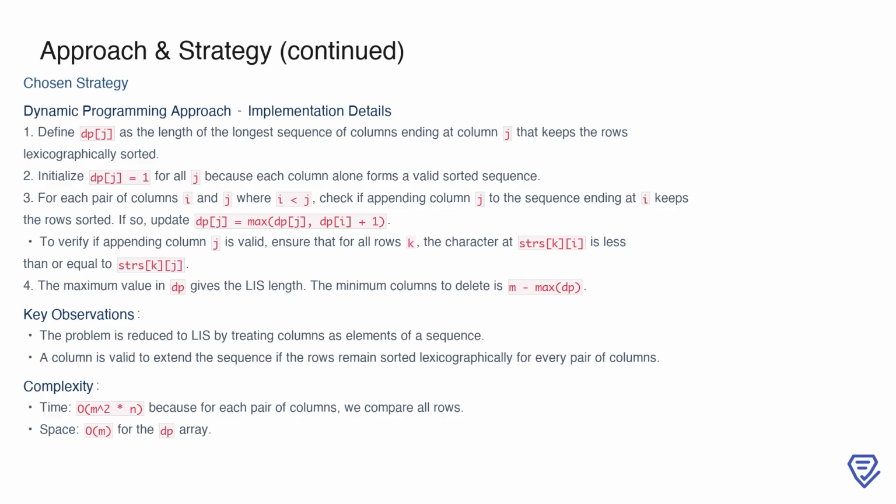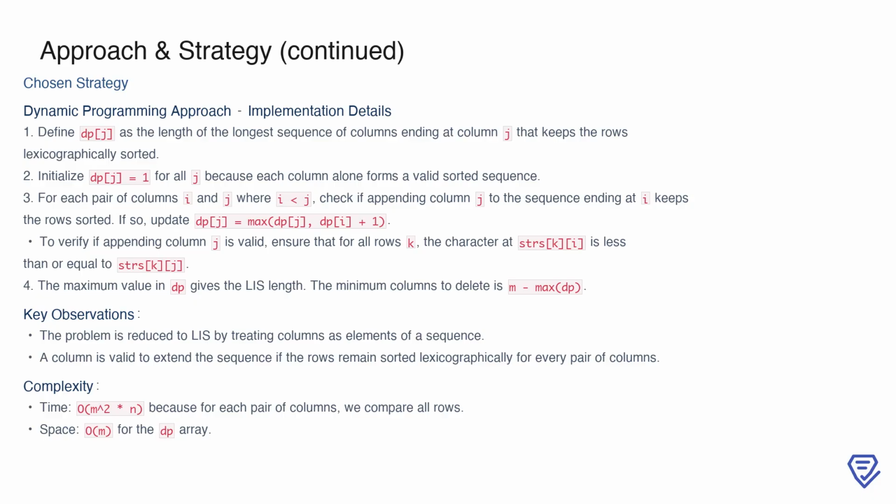To determine if appending column j is valid, we ensure that for every row k, the character at strs[k][i] is less than or equal to strs[k][j]. Finally, the maximum value in the DP array gives us the length of the LIS, and the minimum columns to delete is simply m minus the maximum value in DP.